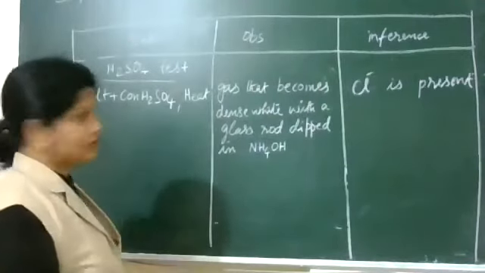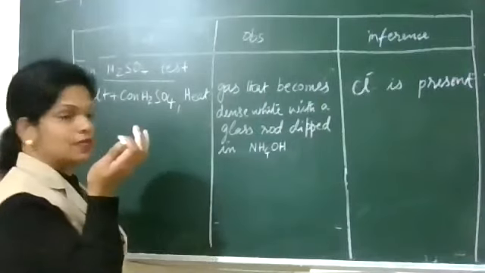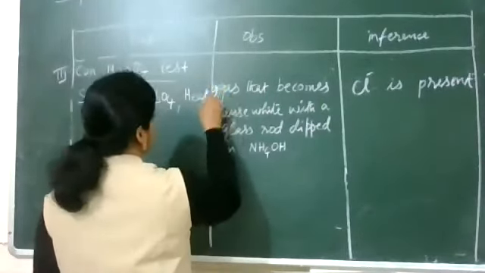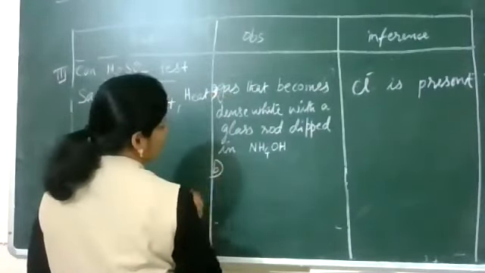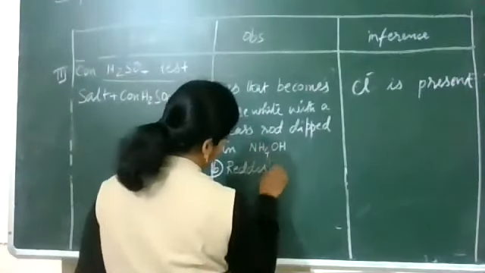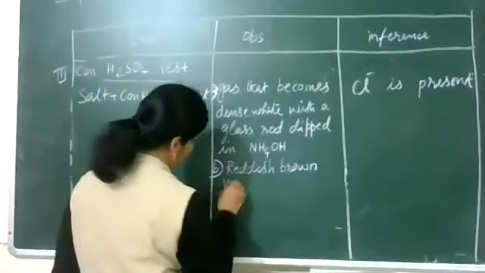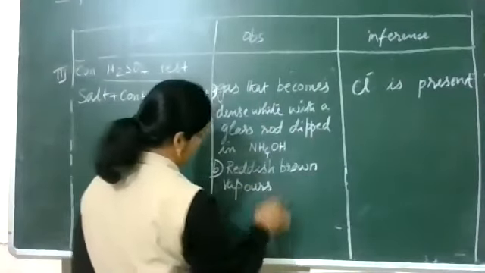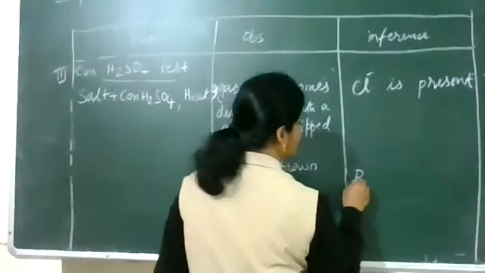Instead, when you did this thing, suppose reddish brown vapors are coming. This is A. This is B. Reddish brown vapors. Then Br minus is this.